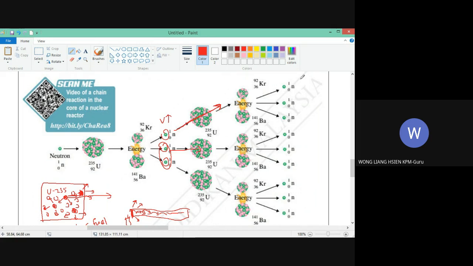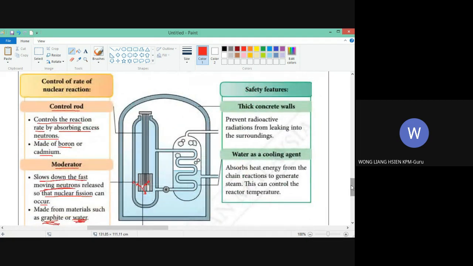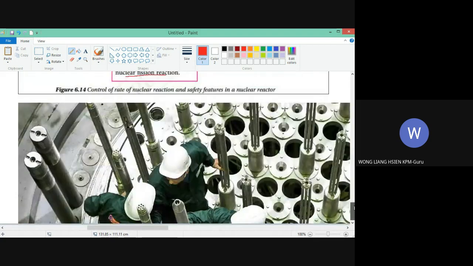So you can slow down the reaction or stop the reaction altogether. That is the function of the control rod. This control rod, for example this one, is the control rod. It can be inserted and can be removed. If you want to slow down the reaction, then you insert the control rod. You push the control rod in.